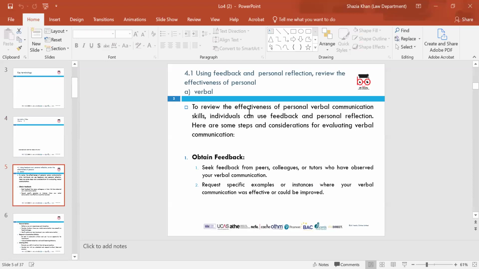So 4.1 will be looking at using feedback and personal reflection to review the effectiveness of personal verbal communication. So first we'll look at verbal communication. To review the effectiveness of personal verbal communication skills, individuals can use feedback and personal reflection. Here are some steps and considerations for evaluating verbal communication.